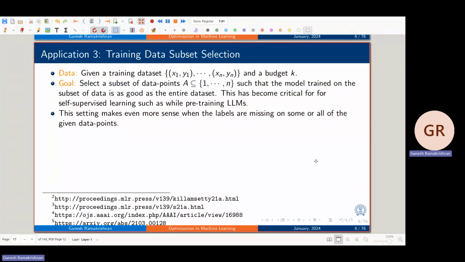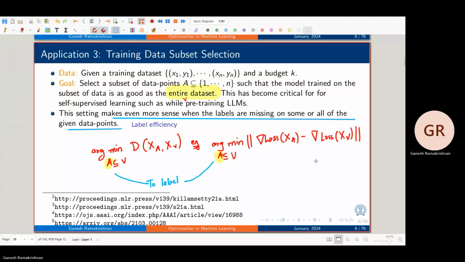Yeah, and this also makes a lot of sense when the labels are missing on some or all of the given data points. If you're missing labels, then there's even more need for curriculum. Right? And here's an example called label efficiency. What I do here is look at which documents I should label in the first place. What are the subsets of V which I should label first?